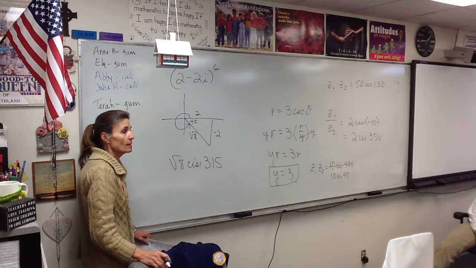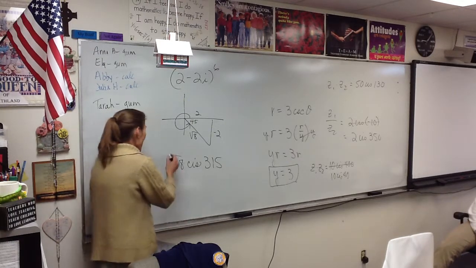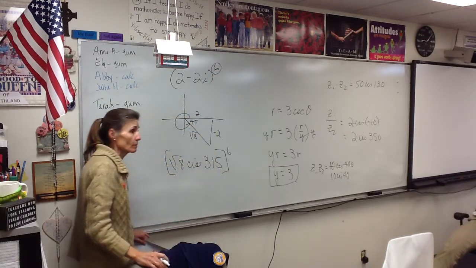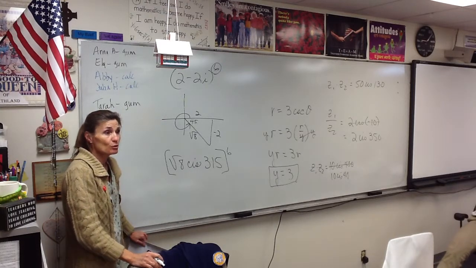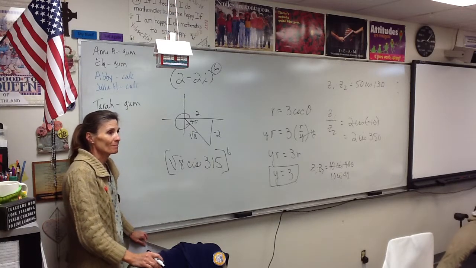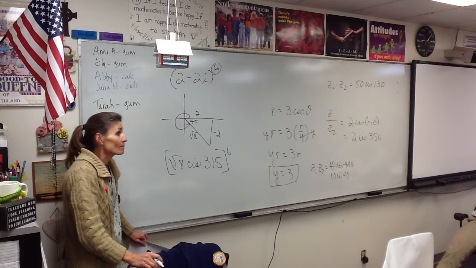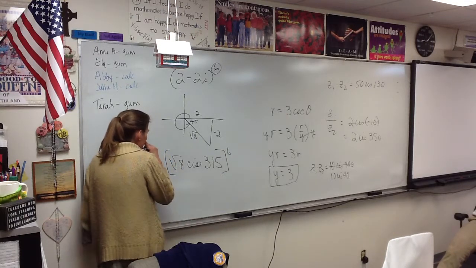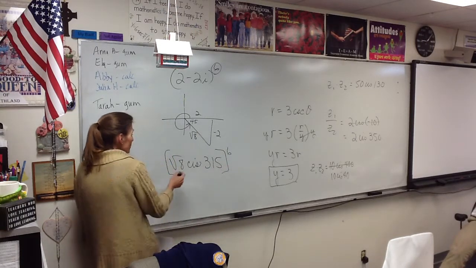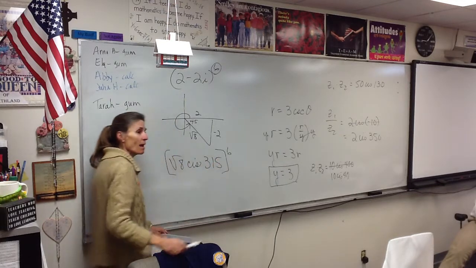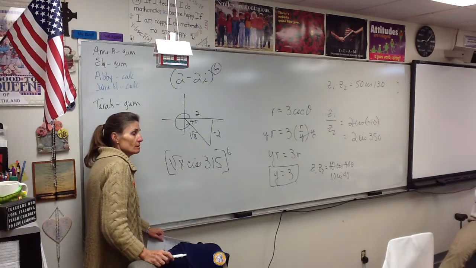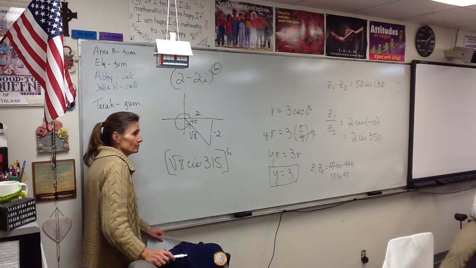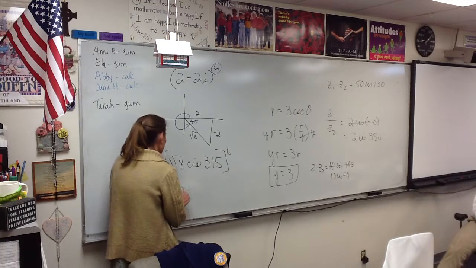Okay? Now what? That needs to be raised to the 6th power. Who remembers how to do that? Tyler? You take the square root of 8 to the 6th and multiply the angle by 6. Exactly. Like Brooke said, we take root 8 to the 6th power. What's the square root of 8 to the 6th power? 512.